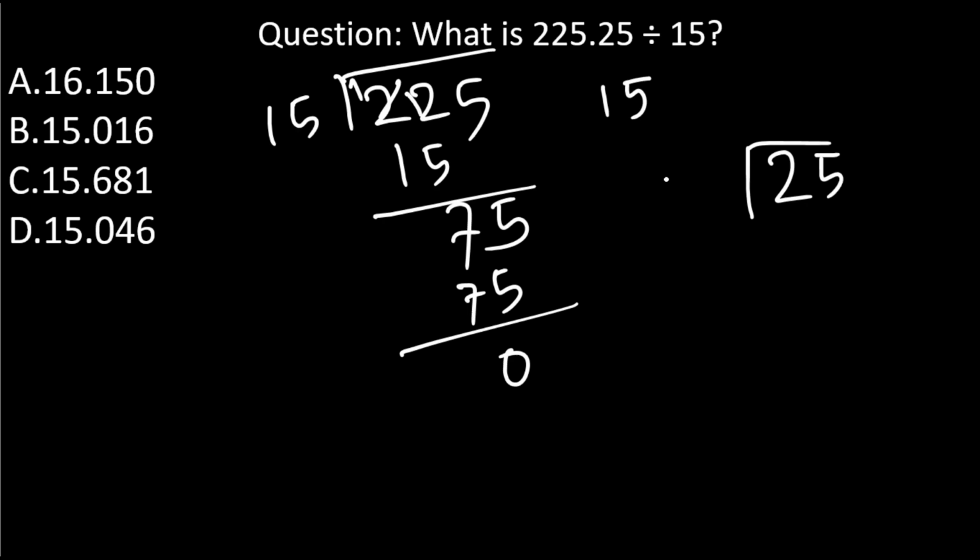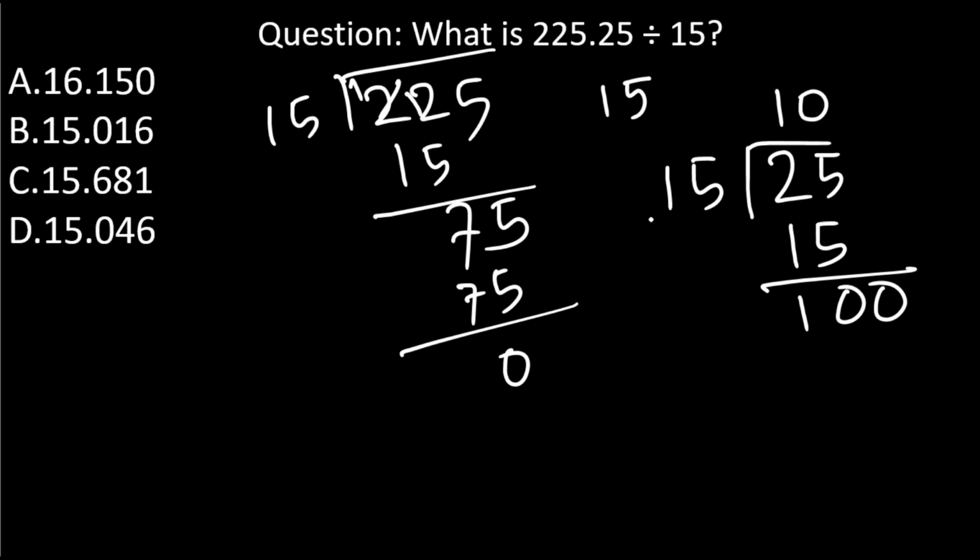Here again we need to divide by 15. So 15 goes into 25 one time, so 5 minus 5 is 0, and here we take 10, and 15 goes into 100 six times, 6 times 15 equals 90, and 100 minus 90 equals 10.